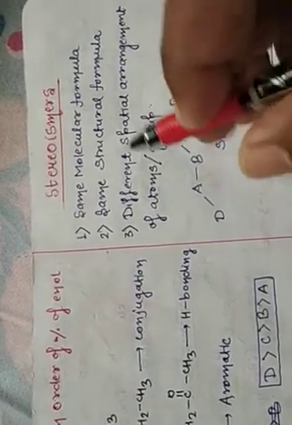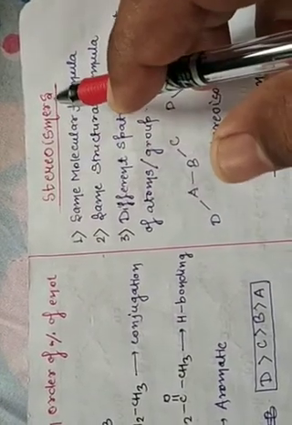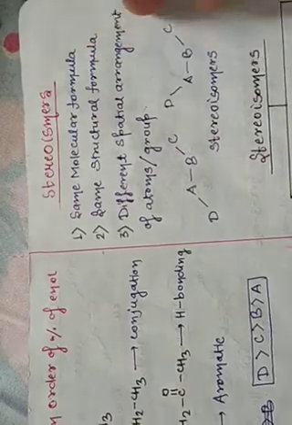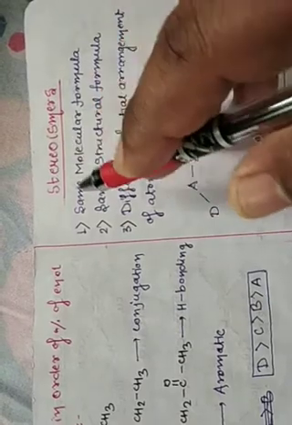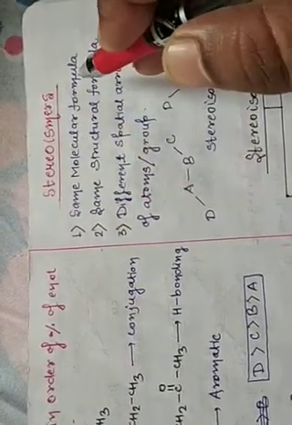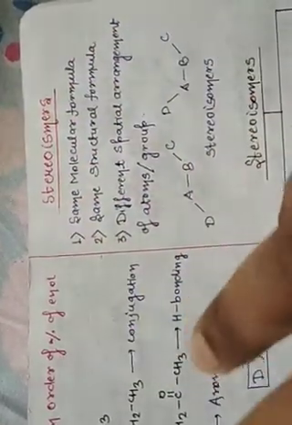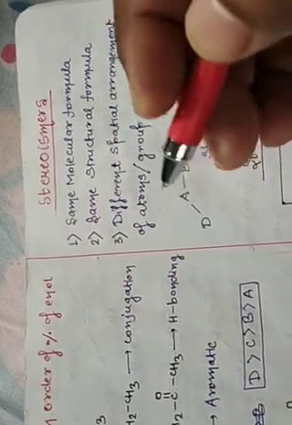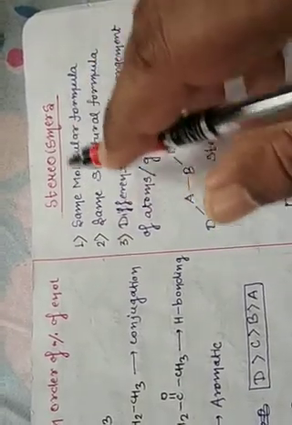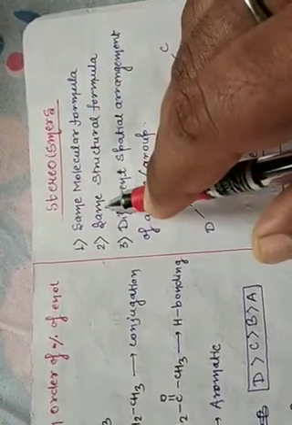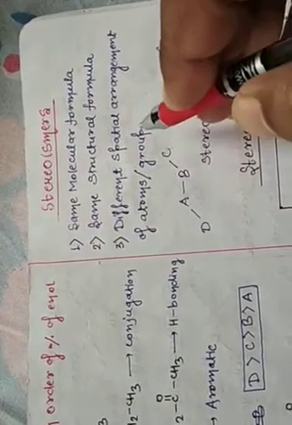Hello student, after structural isomerism, the second topic is stereoisomers, also called stereoisomerism. What is the definition of stereoisomerism? Same molecular formula. The same as structural isomerism, same molecular formula, but in structural isomerism there is a different molecular structure, a different structural formula. But in the case of stereoisomers, same molecular formula, same structural formula, but different spatial arrangement of atoms or groups.